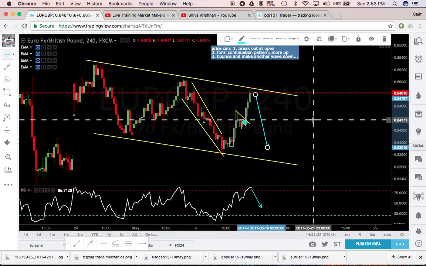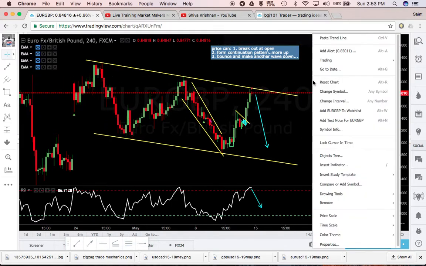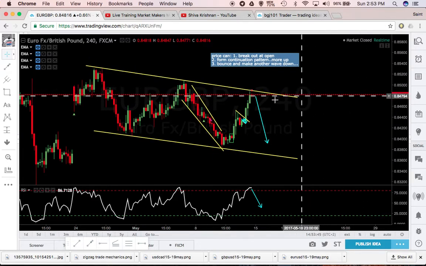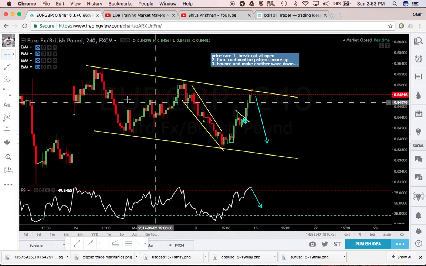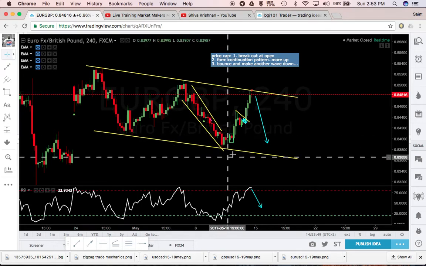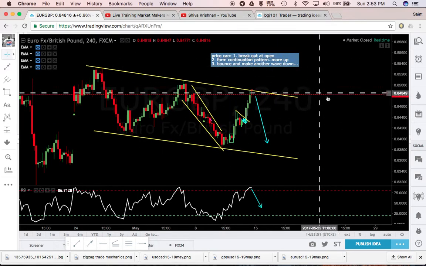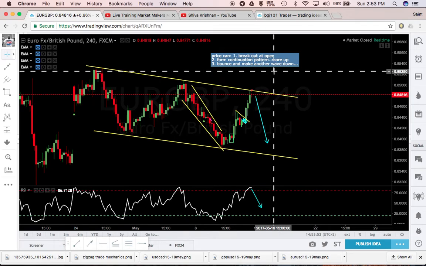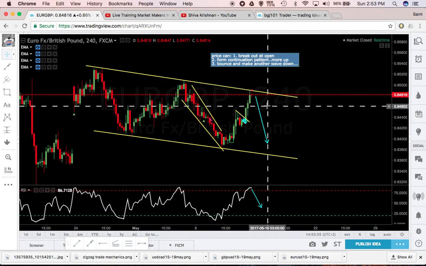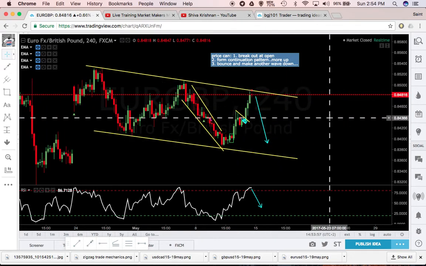Too easy, too easy. Buy the bounce. Correction, sell the bounce. And let's see where it goes. It also can form a continuation pattern here and continue out because we already had our 3 waves. So these are the possible options. It could break out straight at open, form a continuation pattern and move up, or bounce and we'll get that wave down. So let's see what the market gives us.